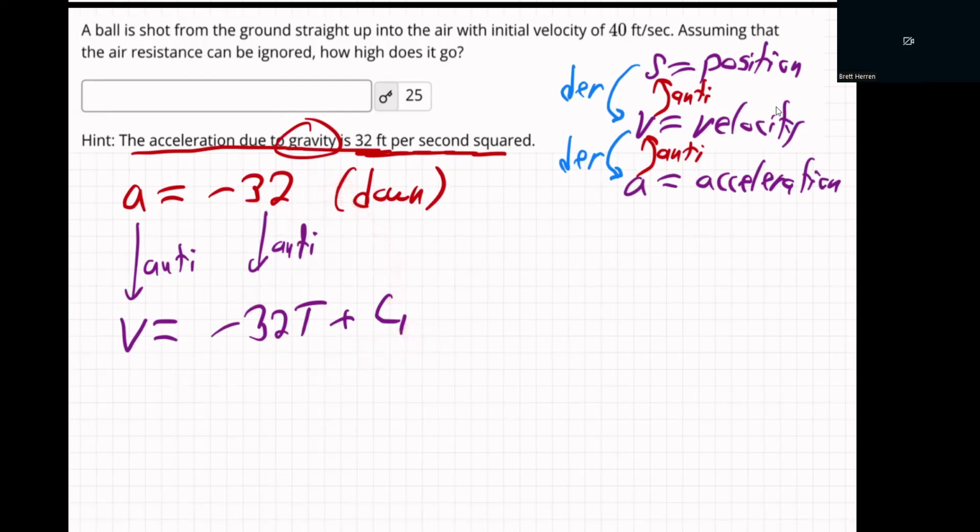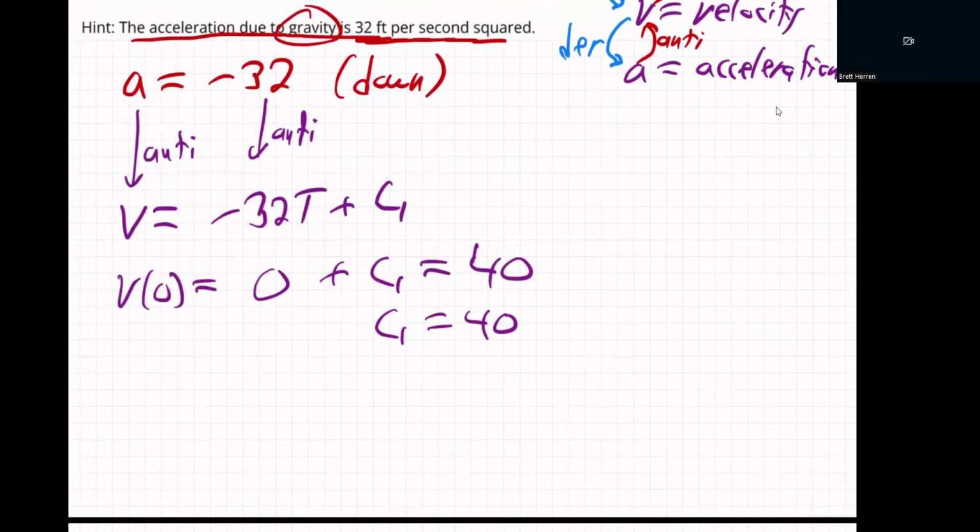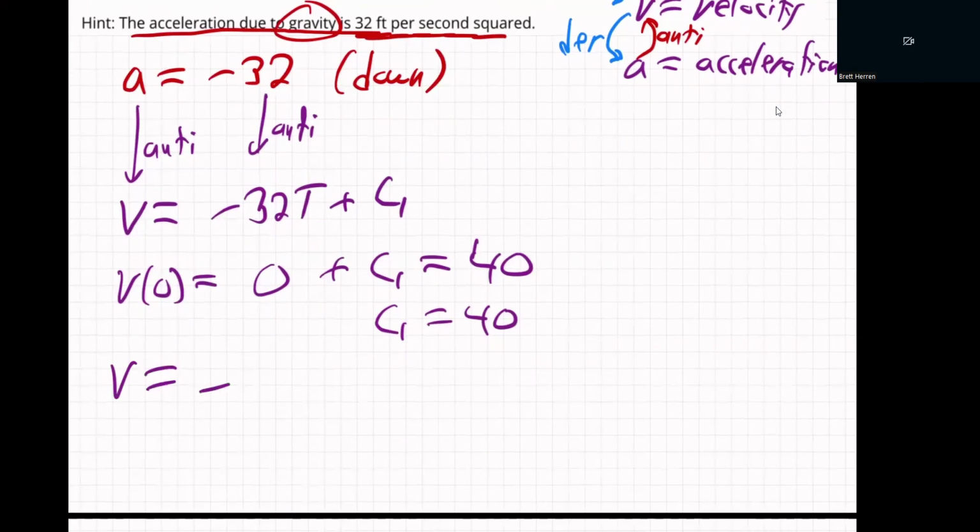All right, so we got the velocity equation. So now what are we going to do with that? Well, they tell us the initial velocity is 40. That means the velocity at time 0 is 40. Initial means time 0. So V of 0 is 0 plus C1, and that's 40. So that means C1 is 40. So now we have the velocity equation. It's minus 32t plus 40. There we go.